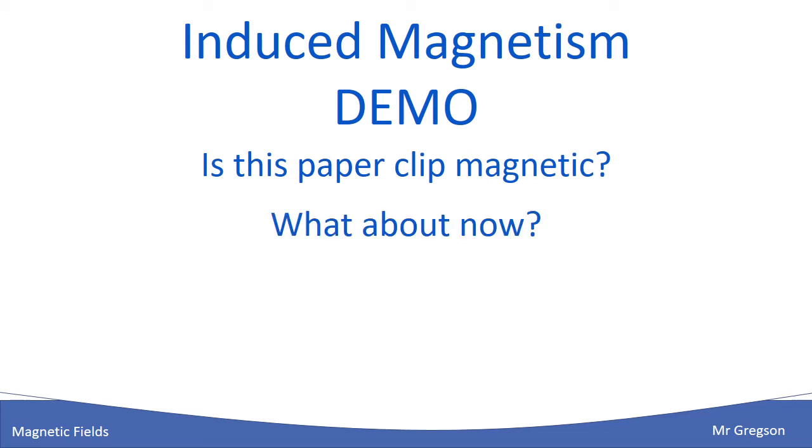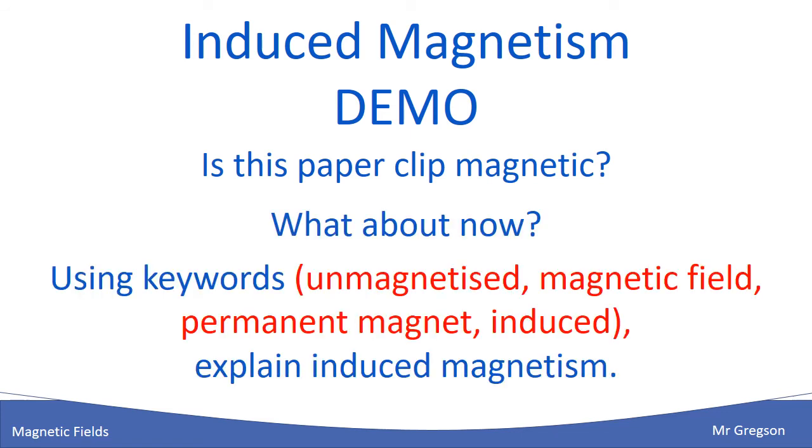So the paperclip isn't magnetic. What about now? Okay, so could you use some keywords and write in your own sentence what you just saw? So for those of you at home, the keywords are magnetized, magnetic field, permanent magnet, induced. So I was holding a bar magnet. That's a permanent magnet. So I'm going to give you a bit of a lead here on what to write.